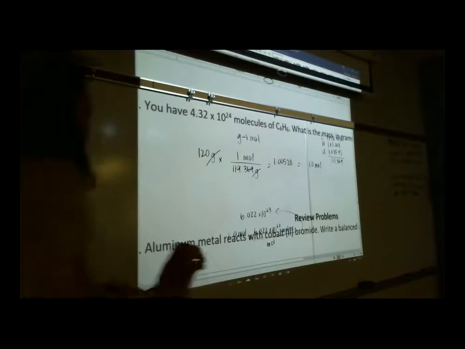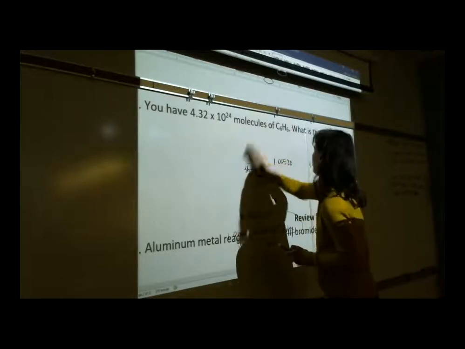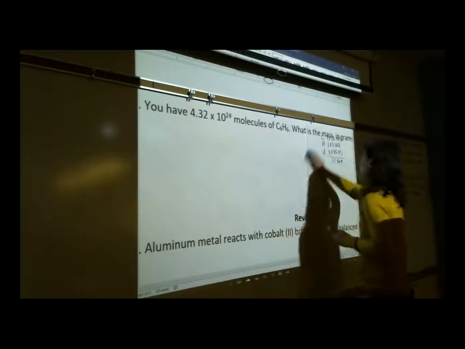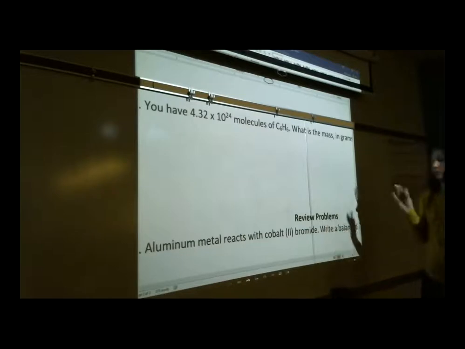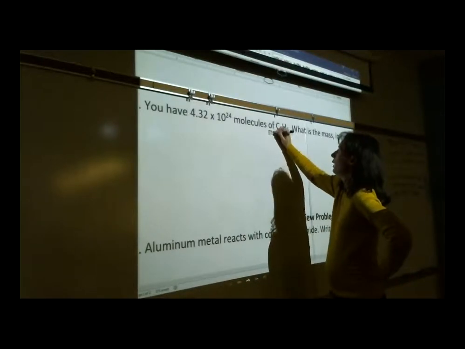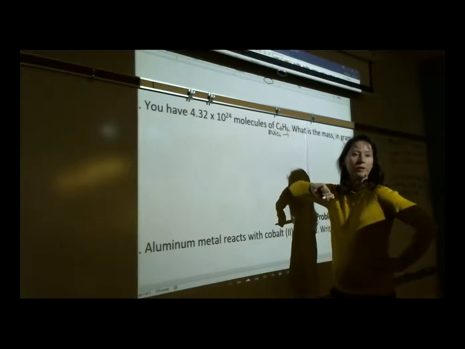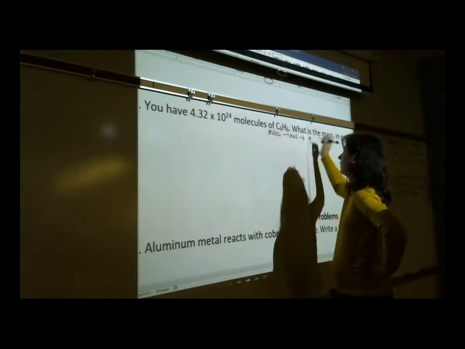Okay. You have 4.32 times 10 to the 24th molecules of benzene, which is C6H6. What is the mass in grams? Okay, can you go straight from molecules to grams? Is that a 1-step calculation? Nope, that's 2 steps, right? So what do you do? You go molecules to what first? Molecules to moles, and then moles to grams.